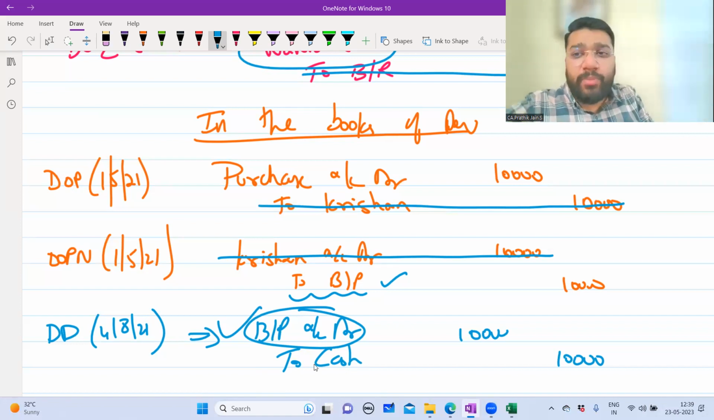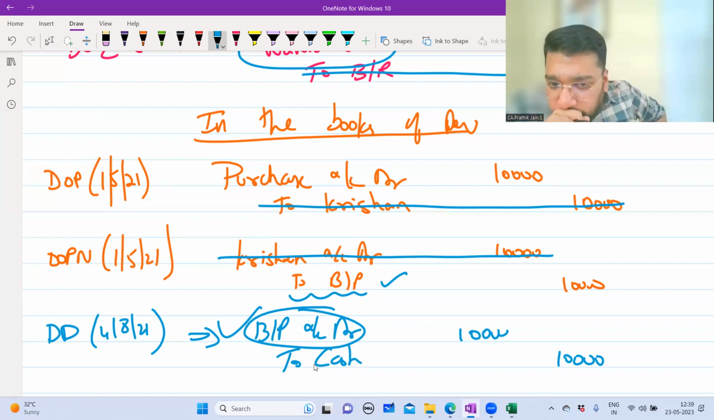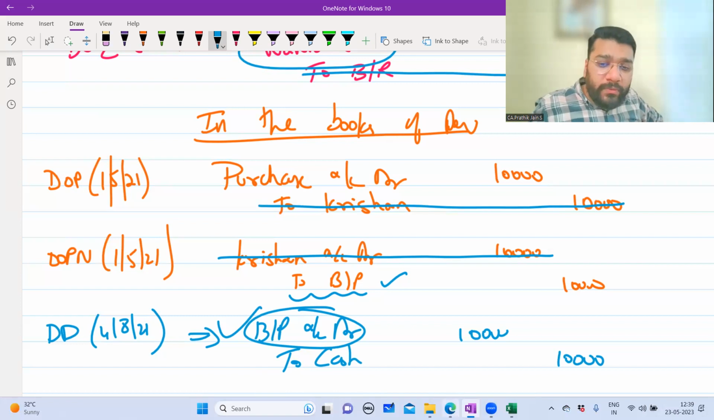Now these are the three entries in the books of Dev. Do you have any doubts here? Hello, online people. No, sir. Now we have to do the entry in the books of Wahid.